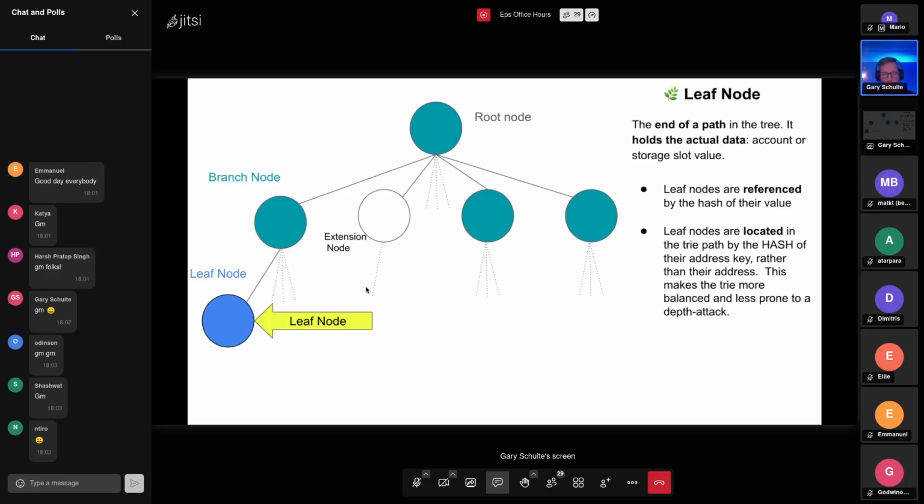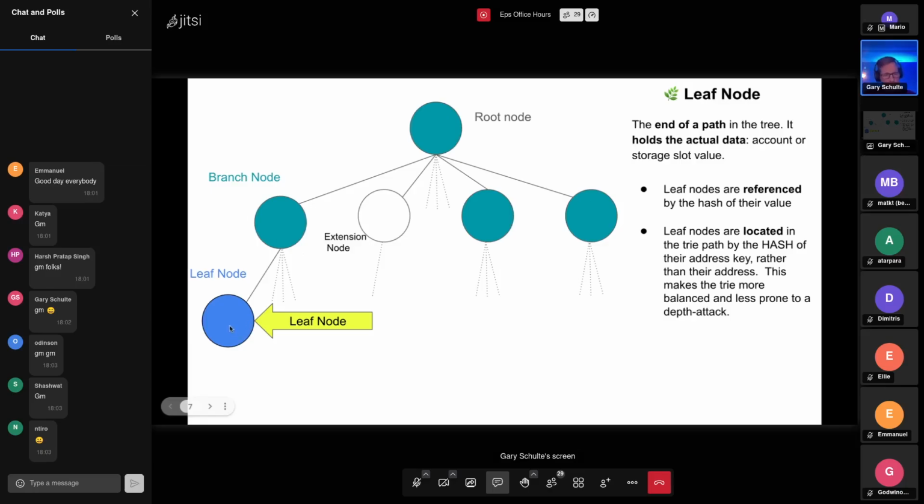And then finally, the leaf node itself. This is the data element that we're actually storing in the tree. It's referenced by its branch node. The branch nodes reference it by its hash, the hash of its value. Say this is an account leaf, you're going to hash the contents of the account, like its nonce, balance, storage root, and code hash, and you would hash that data structure, and that's the reference that would be in the branch node.